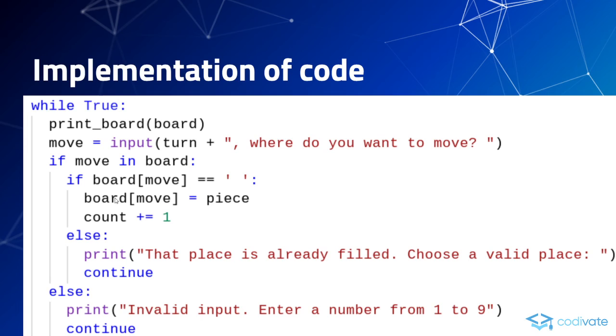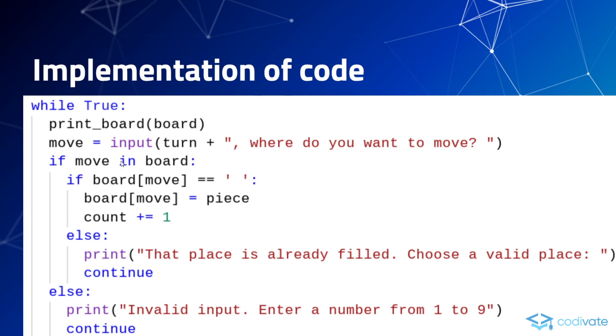If it is, then we can add their piece to that position in the dictionary. We can change the value in the dictionary so that it now stores their piece. And we want to do that because we want to keep track of what's going on inside the board in our dictionary. And since the move was successfully made here, we can increment count by 1 because we know that a move was made.